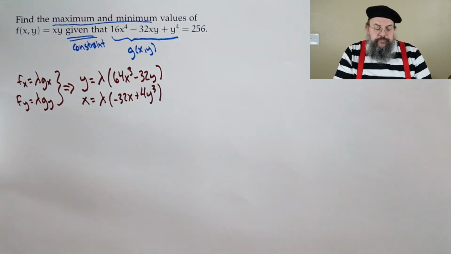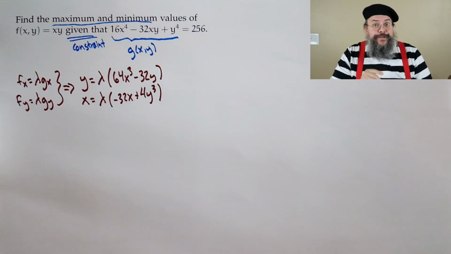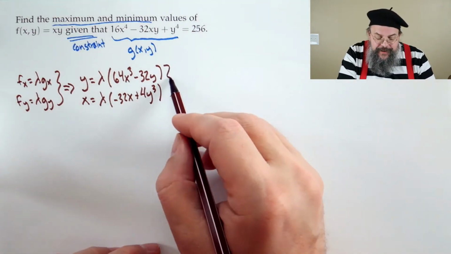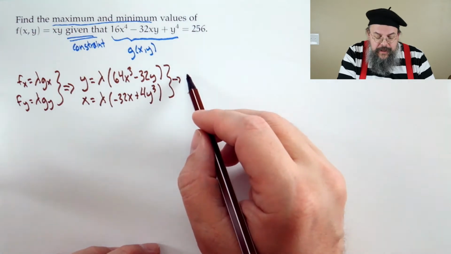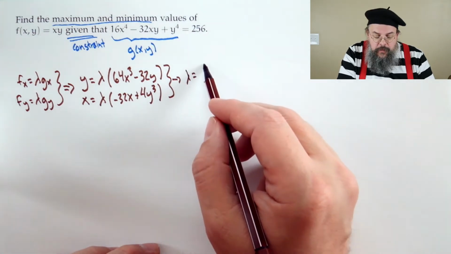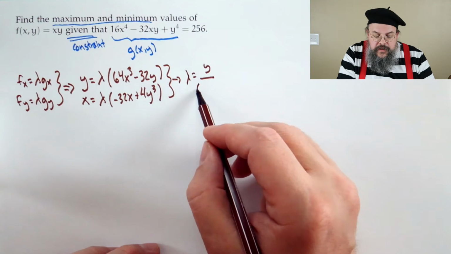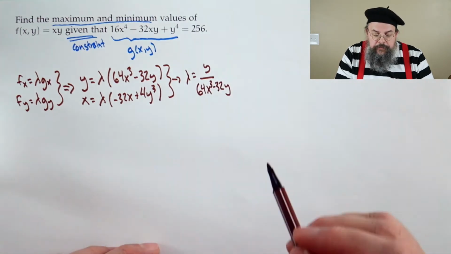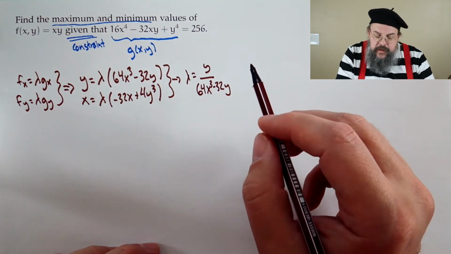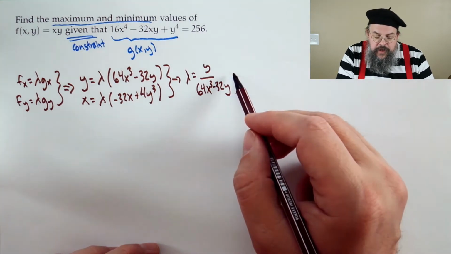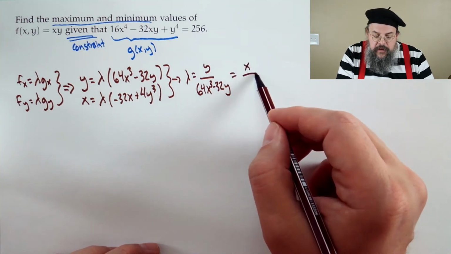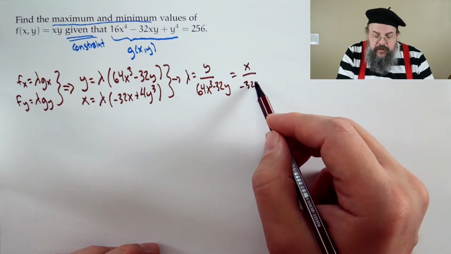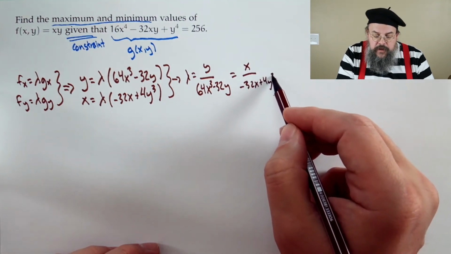Okay. Well, I don't know about you. I'm feeling some doubt, so I'm going to solve for lambda. All right. Well, let's see. We get lambda is y over 64x cubed minus 32y. And you also have what? That's equal to x over minus 32x plus 4y cubed.